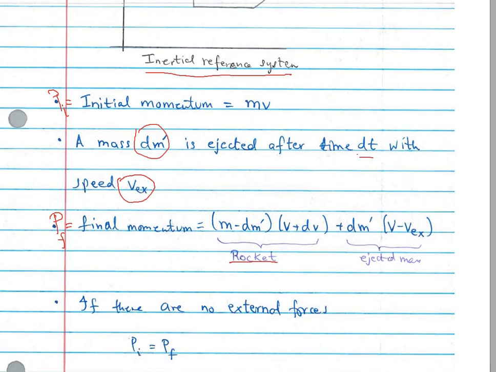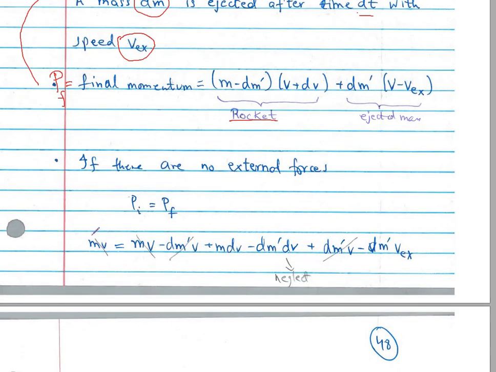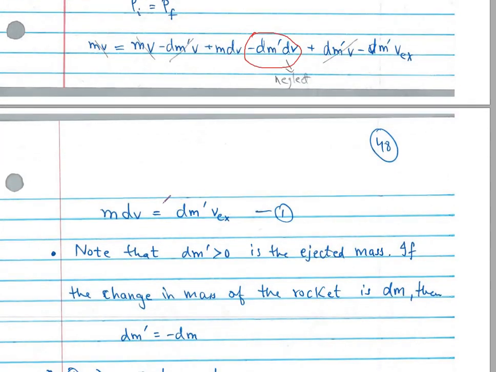So let's apply conservation of momentum. Assuming it's an isolated system, there are no external forces, you can apply conservation of momentum. So we're just going to set this equal to that, and you'll see that several terms cancel out. Mass times velocity cancels out, and then dm prime times v cancels out. And then this is the term that we're going to neglect because it's the product of two differentials. It's going to be a very small term, so we neglect this. And so we are left with a relatively simple equation.